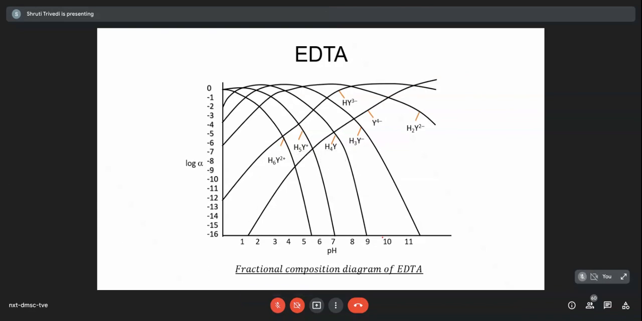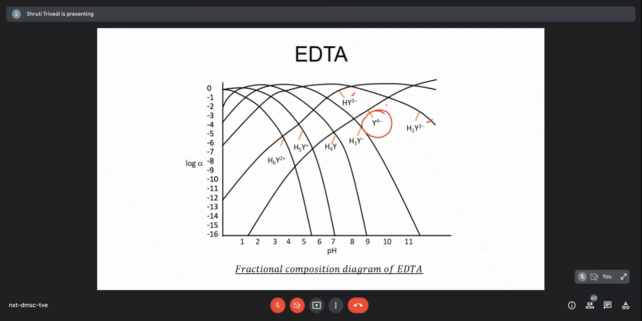So based on that, if you would like to calculate, so here you can see most of the EDTA is not Y4-. If I say you have all Y4-, it is not the case because you have some other species, for example, HY3-. This is also there, H2Y2-. So you have some other species at different pH, lower than 10 pH. It is not the only species.